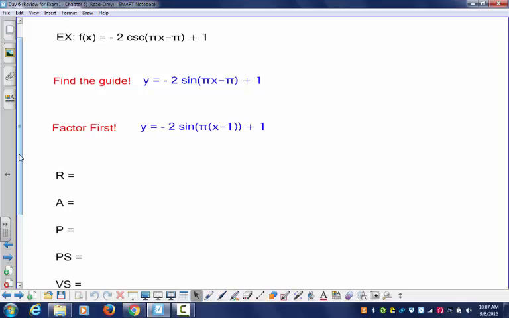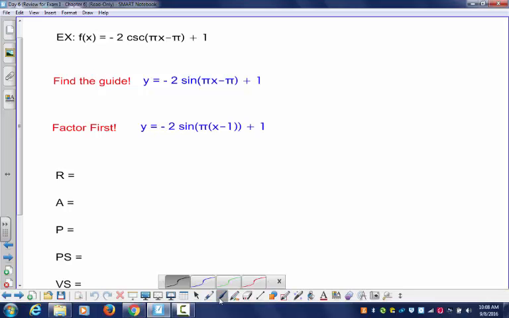So with this graphing problem, we factor first. Whenever we have an angle that has a leading coefficient other than 1, we need to factor that out first. So that pi has to factor to the front. Now this is a reciprocal function, so we also have to convert it. We have to create a guide function. So let's just do it all at once. We're going to switch cosecant to its reciprocal, that's sine. And then the pi factors out pretty easily there so that we have pi times x minus 1.